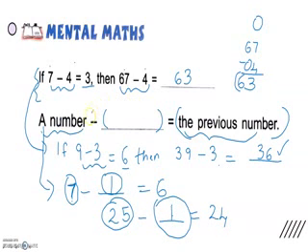So we can say that a number minus 1 is equal to the previous number. You can check it with any other number. You will get 1 itself as the answer. A number minus 1 is equal to the previous number.